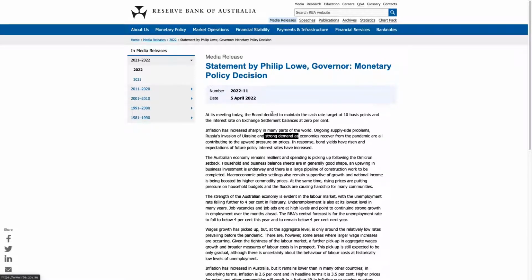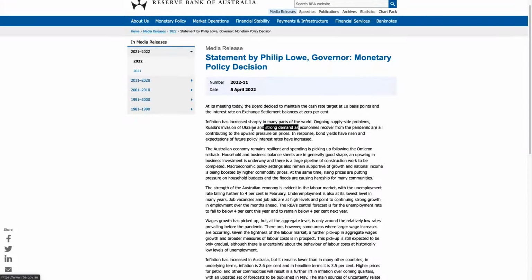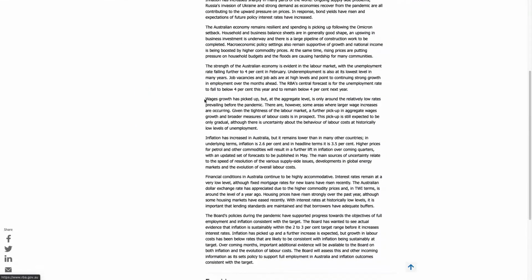So the RBA recognize that inflation's there, but the one thing that they're focusing on is wage growth. They say that wage growth has picked up, but that the aggregate level is only around the relatively low rates prevailing before the pandemic. They say this pickup is still expected to be only gradual, though there is uncertainty about the behaviour of labour costs. Now, elsewhere, the Reserve Bank of Australia have said that they will look at moving interest rates higher when they see the wage price index move up to 3.3% year on year.